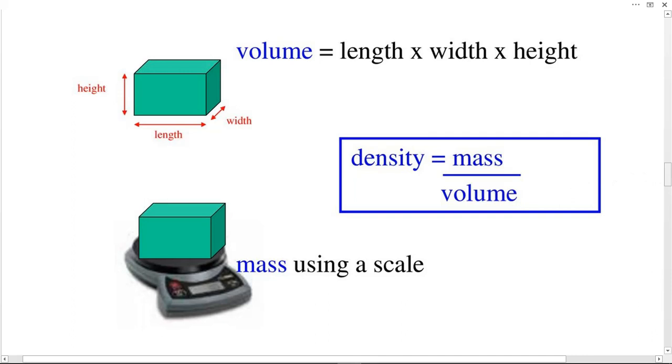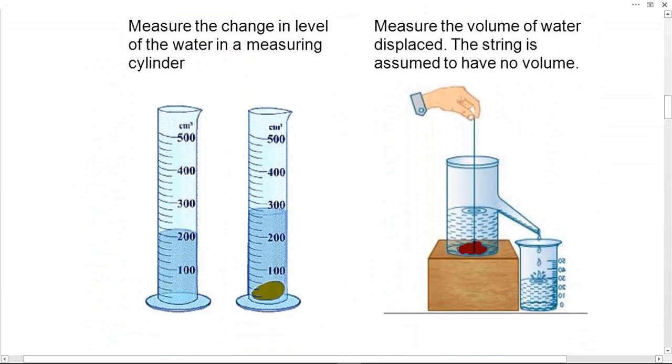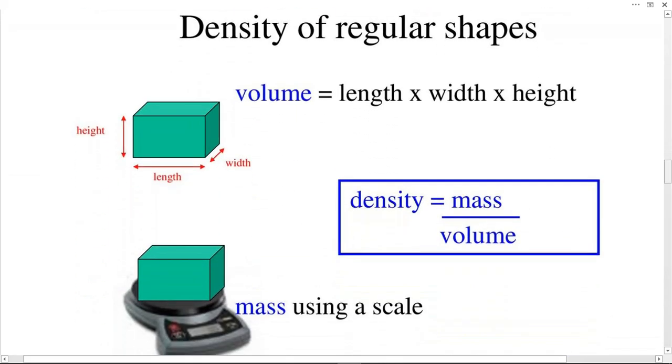Now we divided the objects into two categories. Number one, the object with irregular shape, for example you can see here, and then the other one, the object with regular shape, and the formula for how to find the density.